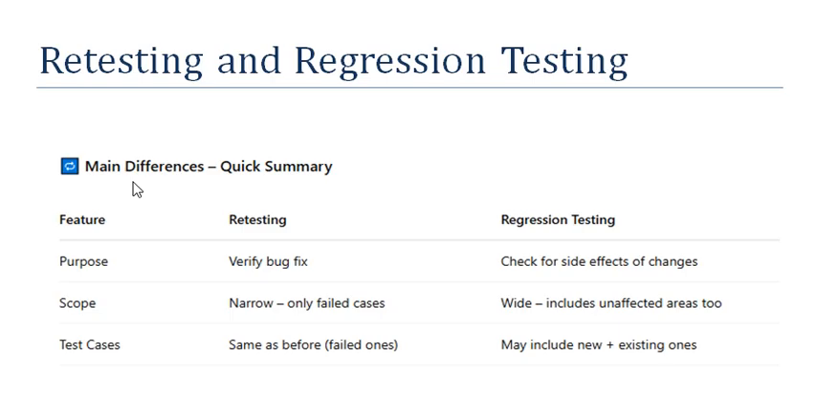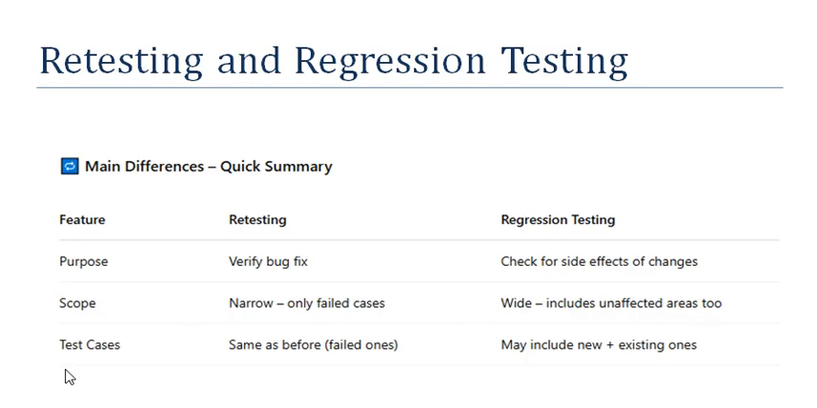Now let's come to the main differences that I have put here, just three of them, and it's very simple. It is the same thing that I told you in the theory part. The purpose of retesting is to verify the bug fix, right? Regression testing is checking for side effects of changes. Like we have to test all of the test cases that we have already tested before. The scope is narrow, only failed cases, and for regression it is wide, including unaffected areas too.